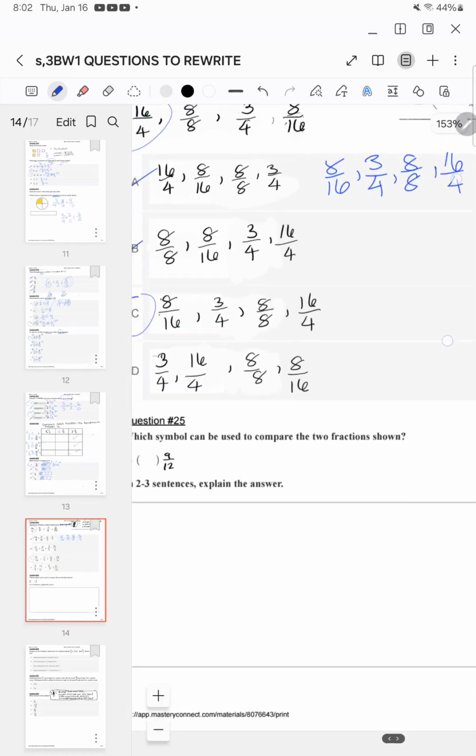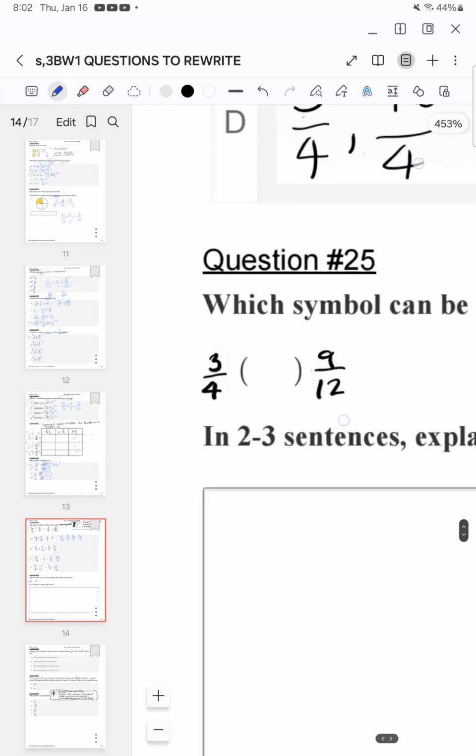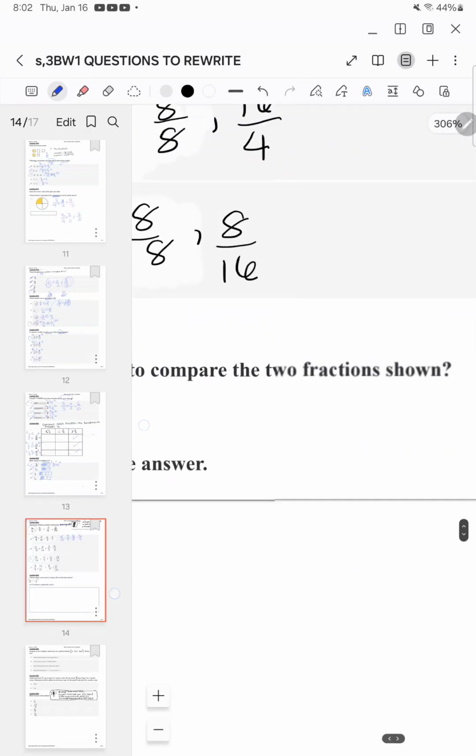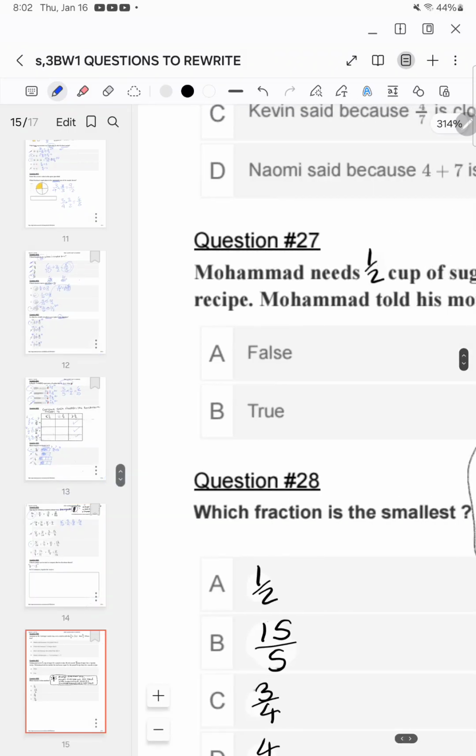Alright, and here I'm just not going to worry about writing a sentence. I just want you to understand how to compare. So 36, 36. These actually are equal. These fractions are equal. Almost done.